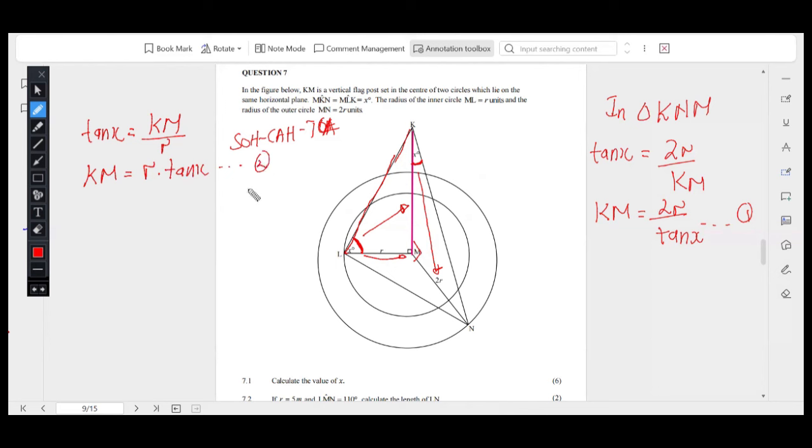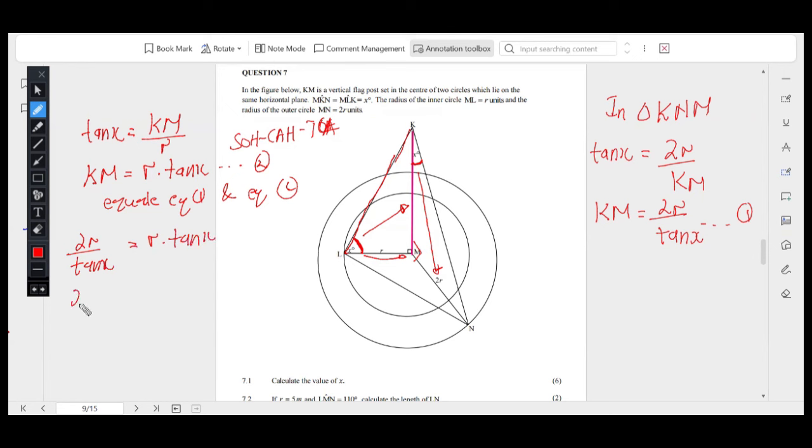All right. Now at this point, I have KM as equation one and KM as equation two. Both of them are equal to KM, so I can equate equation one and equation two. So this is 2R over tan X is equal to R times tan X.